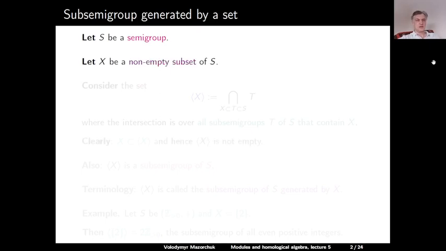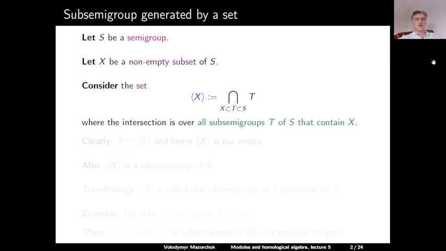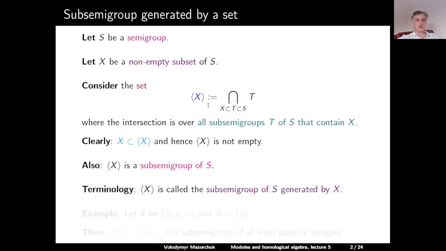Let S be a semigroup, and let X be a non-empty subset of S. Consider the intersection of all subsemigroups T of S which contain X. We denote it by X in triangular brackets. Of course, by definition, this original set X belongs to this intersection, and so this intersection is a non-empty set. Also, being the intersection of subsemigroups, this set is a subsemigroup of S. So this set is called the subsemigroup of S generated by X.